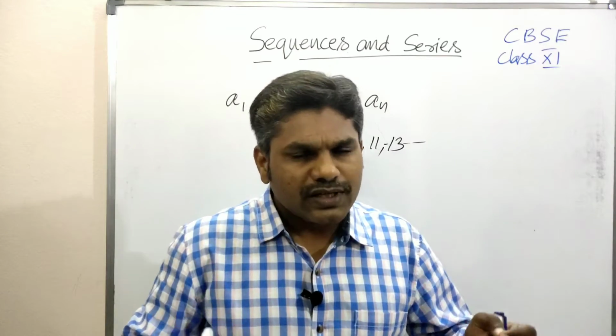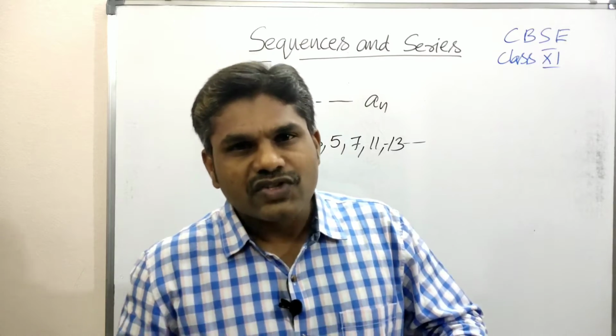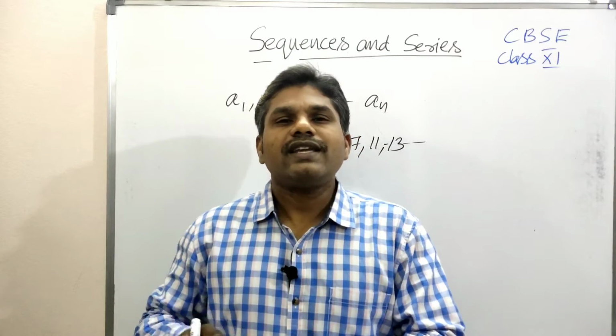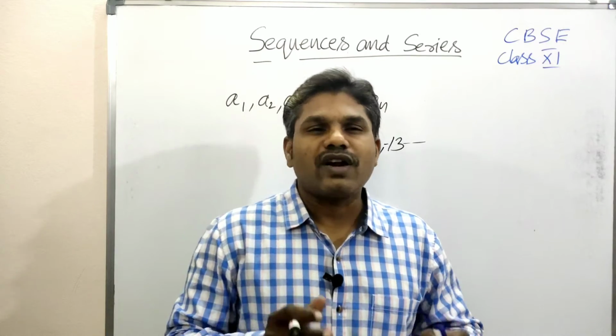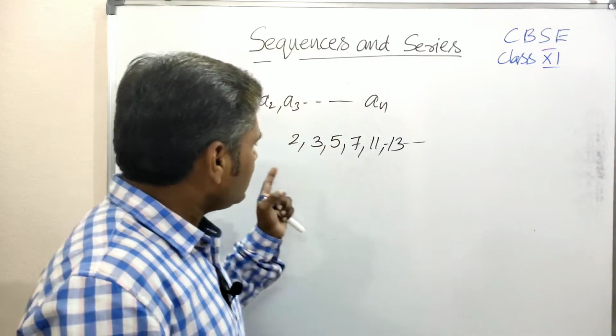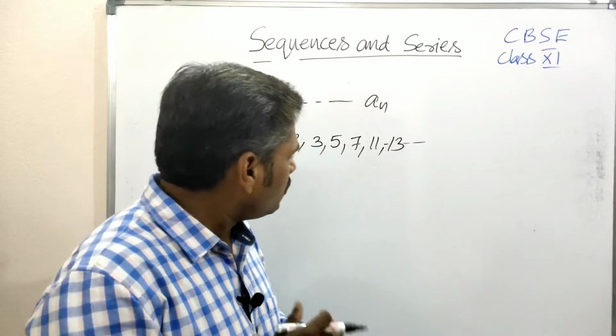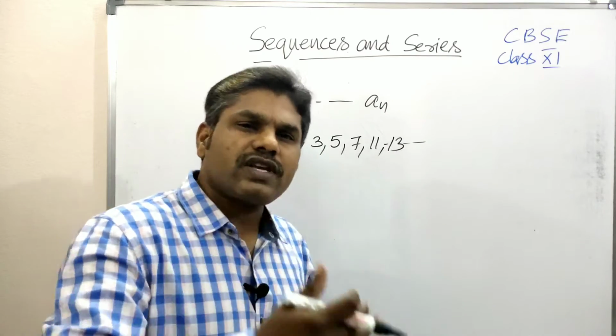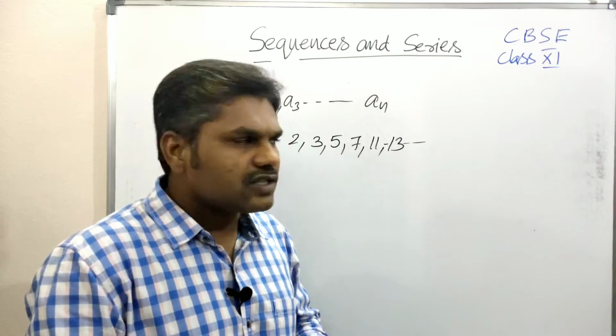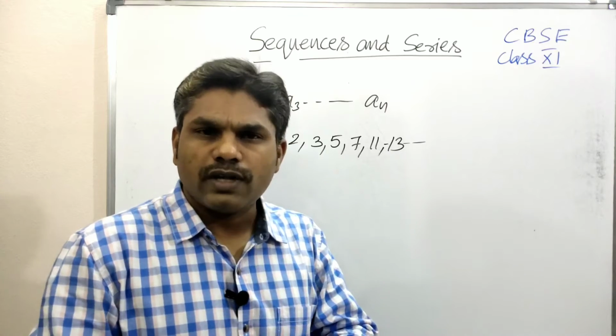A prime number is a number which cannot have any other factors except 1 and itself. In all these numbers, you have numbers which have only 1 and themselves as their factors. Hence, you are following a rule.